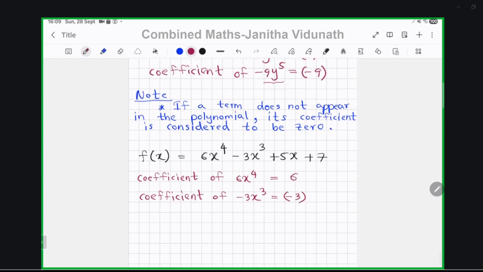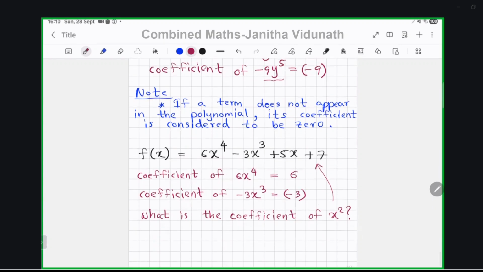Now think someone asked you all, what is the coefficient of x square? When we inspect this function, there is no term like x square. That means there is no term with the variable x and its power 2.